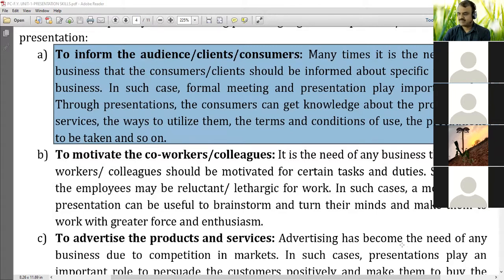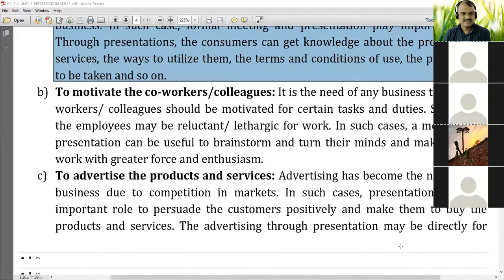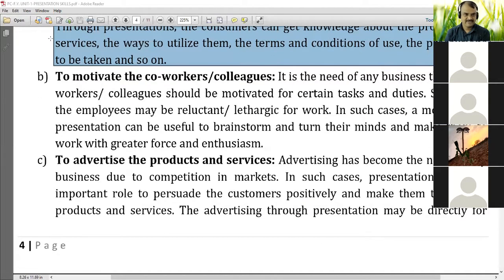Do we have enough time to continue? Yes, we have around 10 minutes. So let's go ahead for the next function of presentation, that is to motivate co-workers or colleagues.